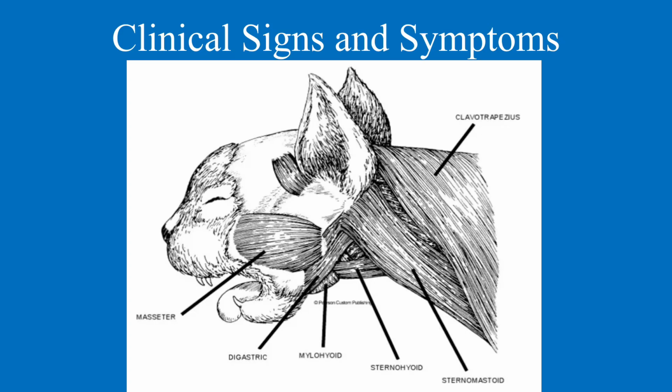The digastric muscle, the mylohyoid muscle, and the sternohyoid muscle are all located on the ventral part of the head, under the jaw. All of these are involved in jaw movement, chewing, and swallowing, so this could cause awkward or exaggerated movements when consuming food or water due to tremors or problems with motor control. The sternomastoid, located in the upper neck, and the clavotrapezius, located in the lower neck, help with head and neck movement, and when affected by CH, can cause head bobbing or tremors from the muscles being overreactive or poorly controlled.